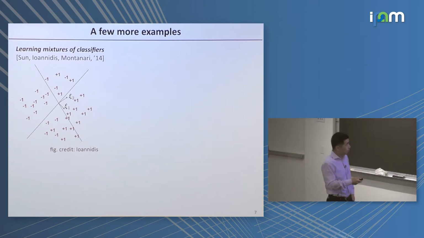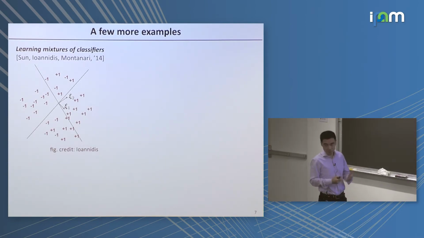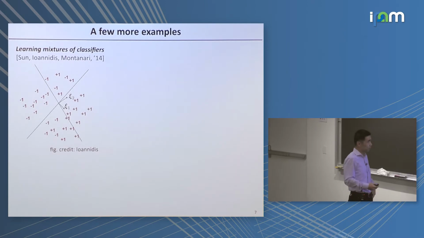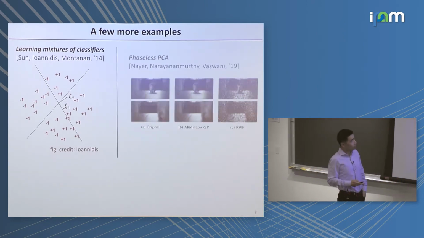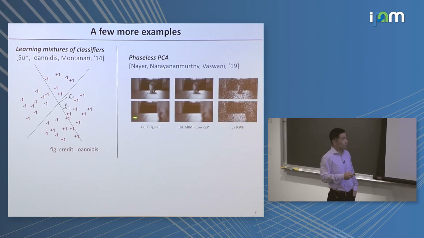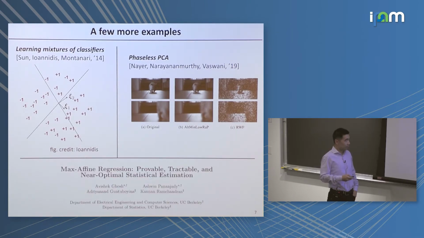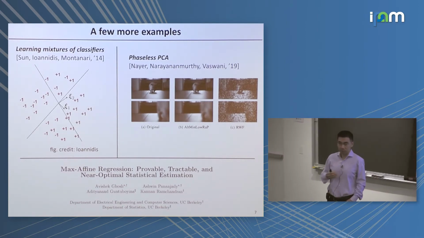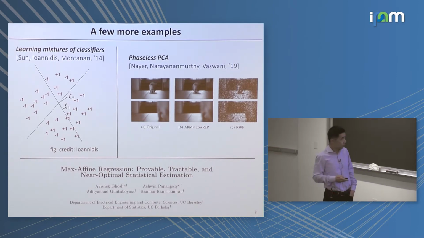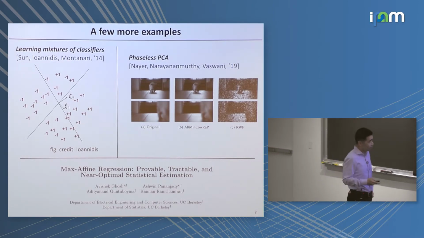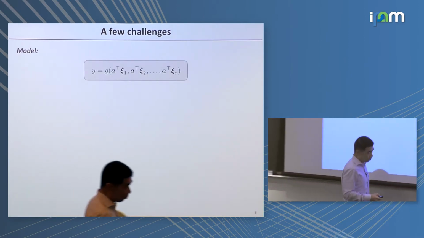For example, in this work by Andrea and his collaborators, there is a linear learning dictionary mixture of classifiers. If you think about this, it is a special case of a rank R model. And there are other cases, for example, phase PCA and the so-called max affine regression. The point I want to mention this work is just to motivate you that this potentially can be an interesting model to study, but there are also a few challenges associated with the learning of this model.